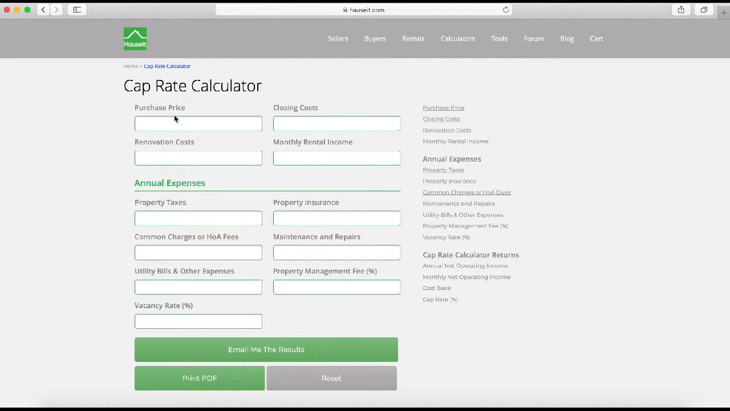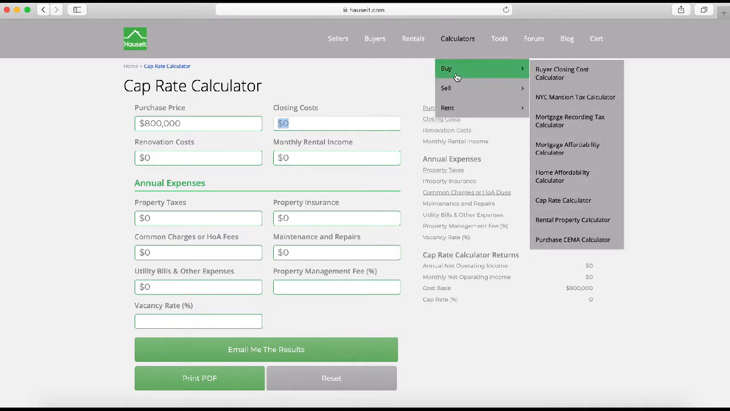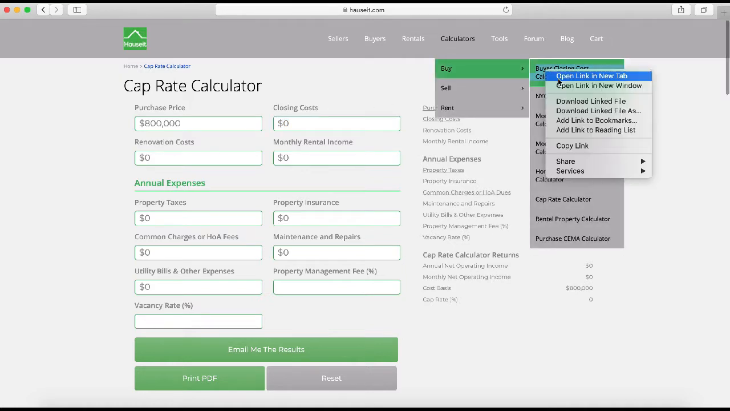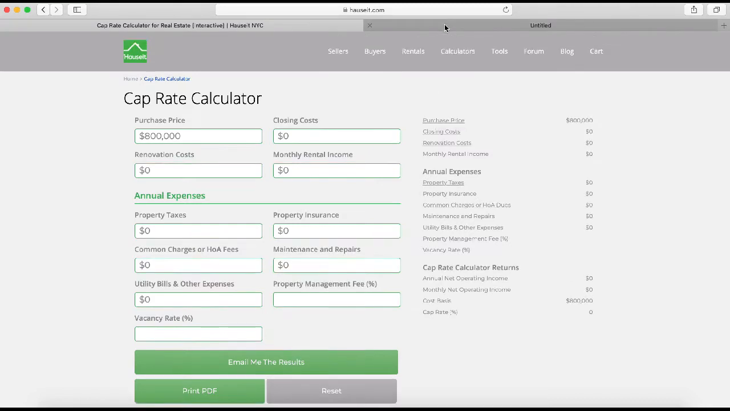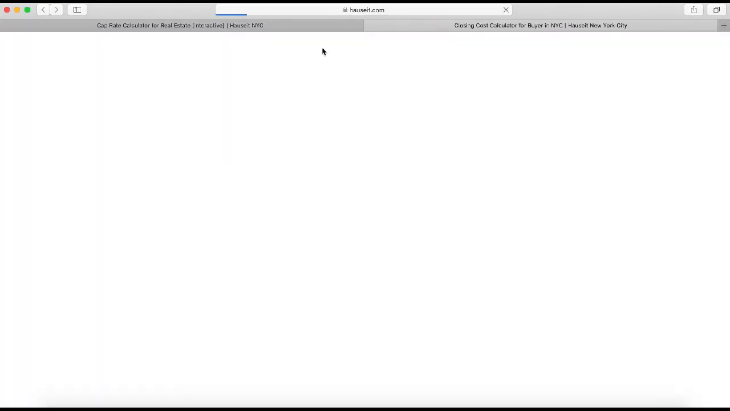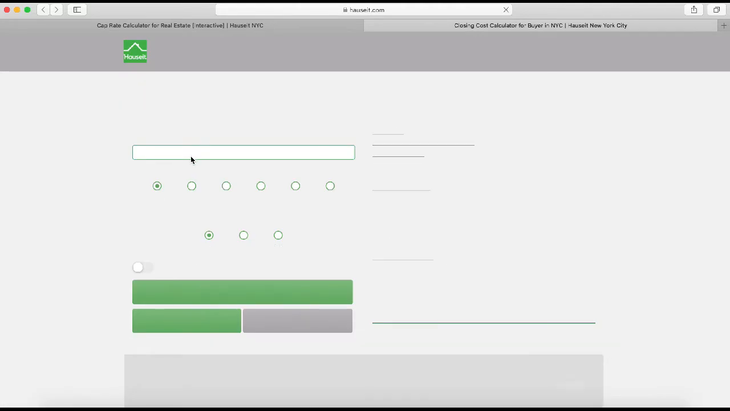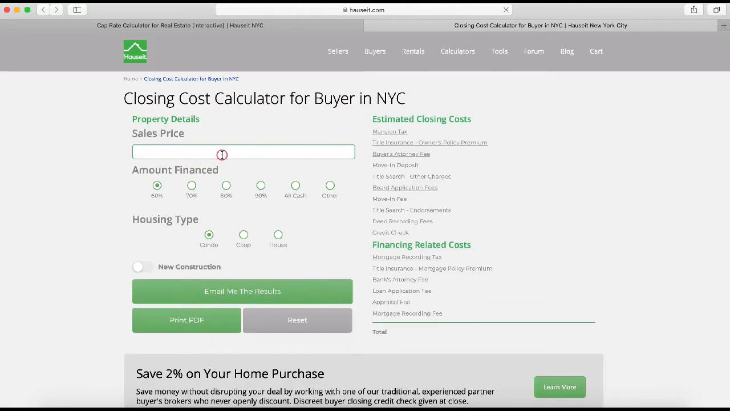So if we are to go ahead and use the cap rate calculator, let's just plug in a purchase price of $800,000. And for closing costs, assuming we're buying a condominium, let's quickly use the buyer closing cost calculator to come up with an estimate there. So let us take a pretty typical scenario here. We're buying an $800,000 condominium and we are financing 80%.